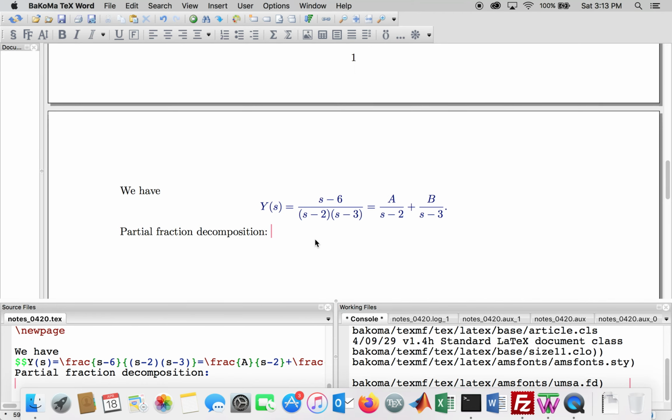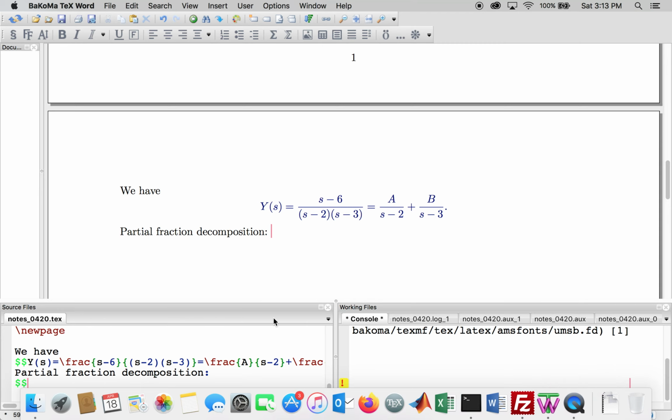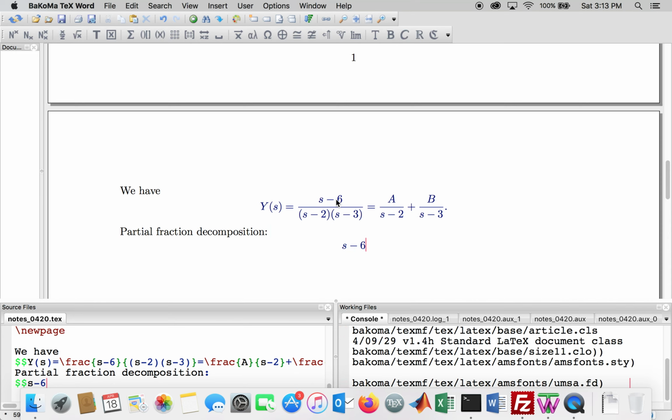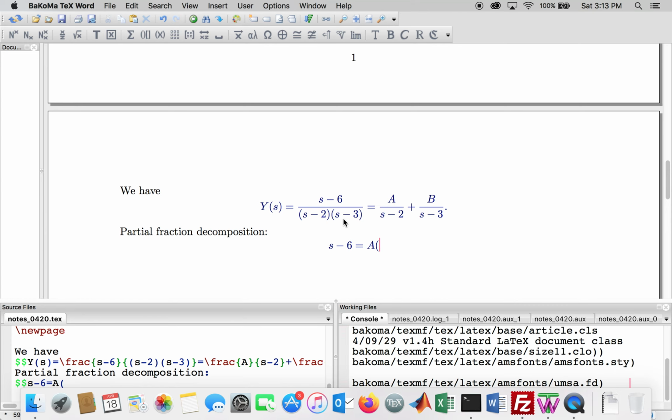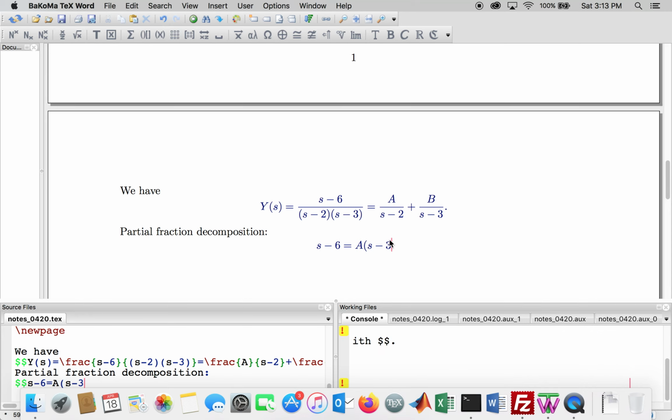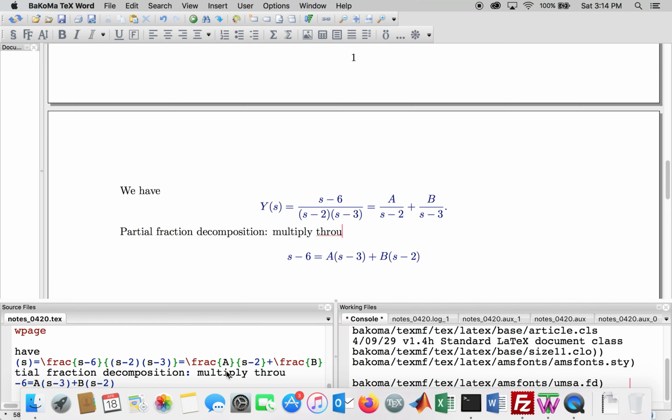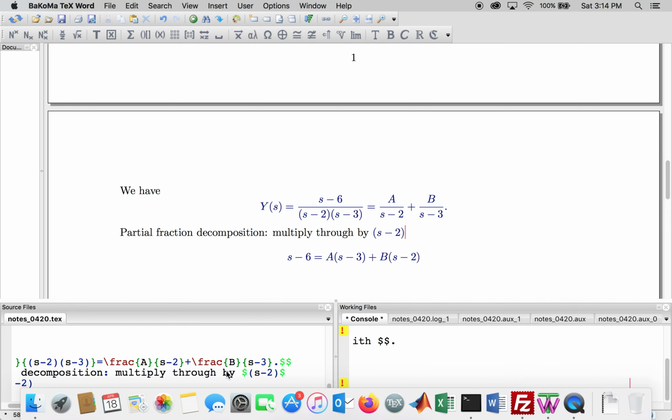So what you can do is, if you multiply both sides by the denominator, s minus 2 times s minus 3, then on the left side we'll just have a numerator left, s minus 6. And then on the right side, I'm going to have all of this times s minus 2 and s minus 3. The s minus 2 terms will cancel. So I'll have s minus 3. And then in the B term, the s minus 3 factors will cancel. So what I did here was multiply through by s minus 2, s minus 3.